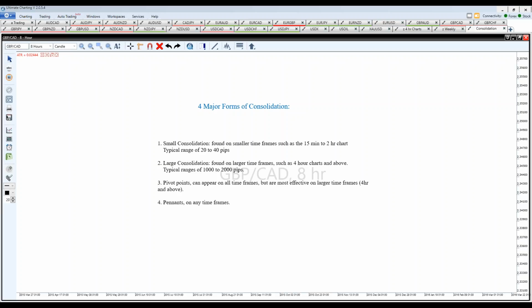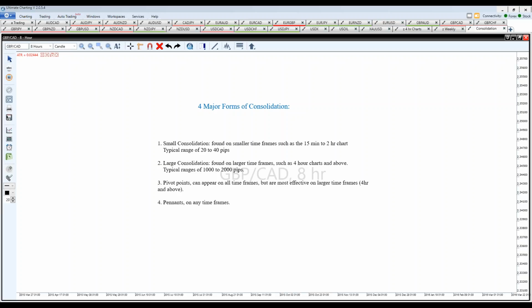Okay, sound working okay? Yes, good. Okay, so what we were talking about, sideways movement. We know that the market moves forming waves, waving up, forming higher highs and higher lows in an uptrend, or down, forming lower lows and lower highs in a downtrend.